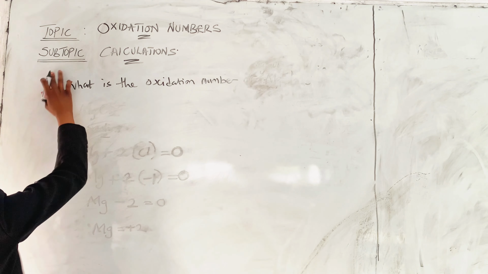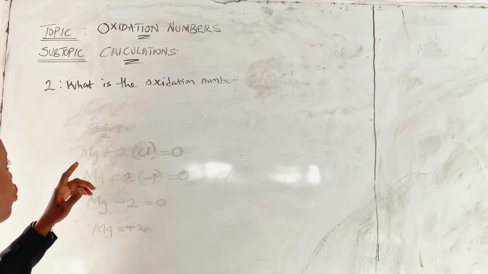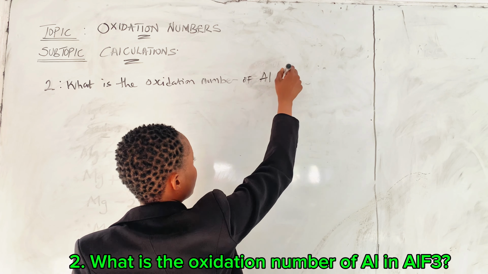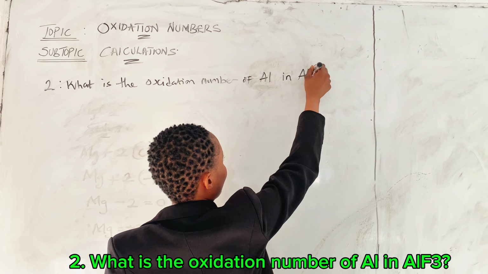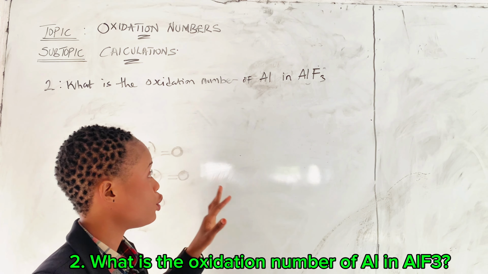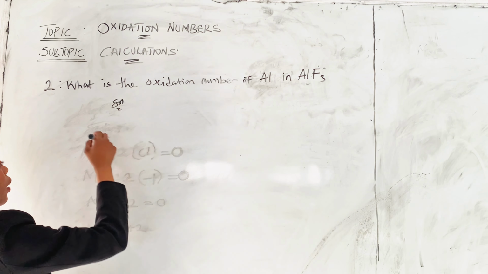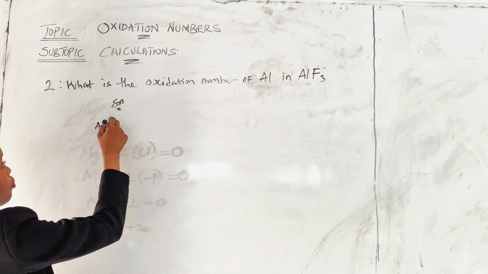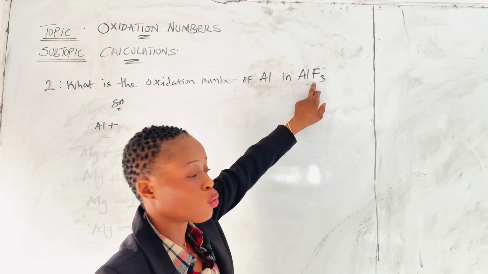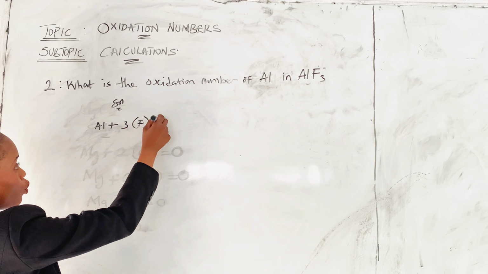So for our number 2 example, we're just going to be cleaning up so that we don't have to start all over. For our number 2 example, what is the oxidation number of aluminium in AlF3, which is aluminium fluoride? So calculate the oxidation number of aluminium in aluminium fluoride. We're going to repeat the same process. So aluminium plus, now we have 3 attached to what? Fluorine. So aluminium plus 3 in bracket F equals 0.